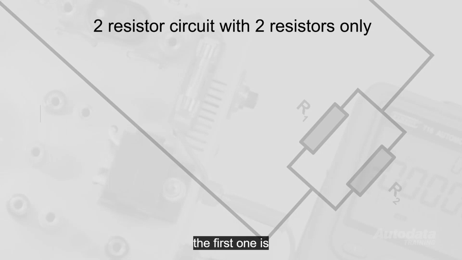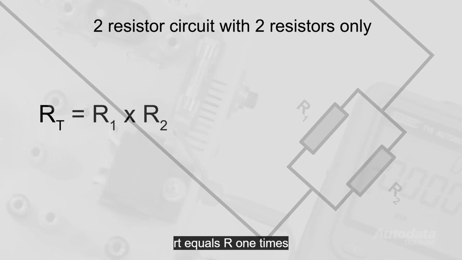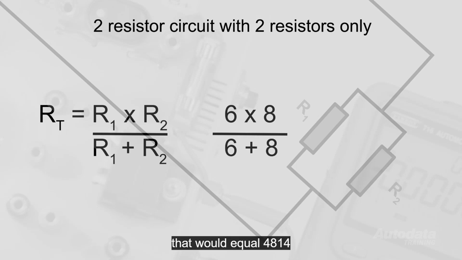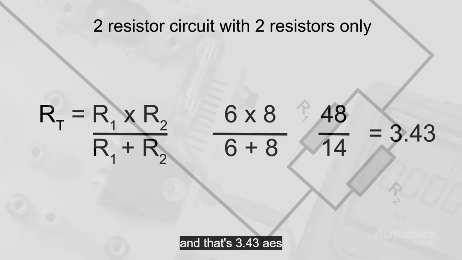The first one is RT equals R1 times R2 over R1 plus R2. This is for two different resistors in parallel. As an example, 6 ohms and 8 ohms in parallel would be 6 times 8 over 6 plus 8. That would equal 48 over 14, that's 3.43 ohms. As you can see, that resistance is lower than either of the others.